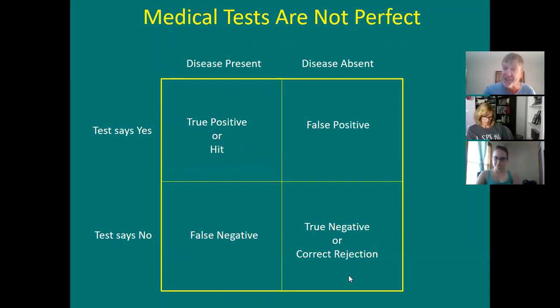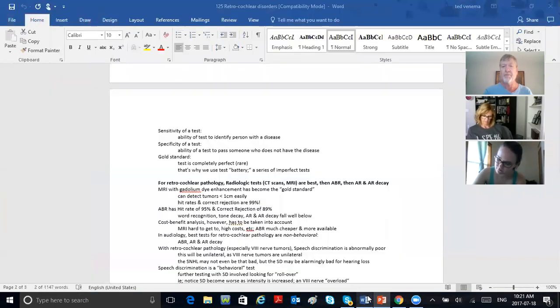If a test is sensitive, it gives all true positives, and if a test is specific, it gives all true negatives. But just because a test is 100% sensitive doesn't mean it's 100% specific. In other words, it might catch everyone who's got the disease, but it might also catch people that don't have the disease. Okay? And this is where tests of retrocochlear pathology can be tested. Tests can be tested. And I guess that's what I'm trying to say to you here. Let's look at what tests are pretty good and which ones are kind of frightening.